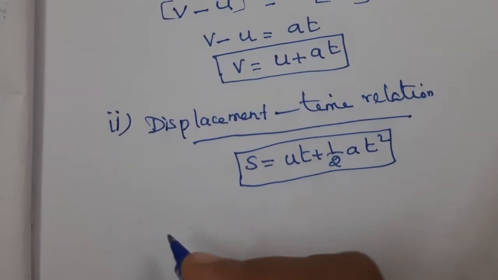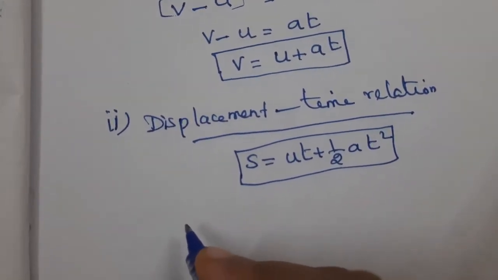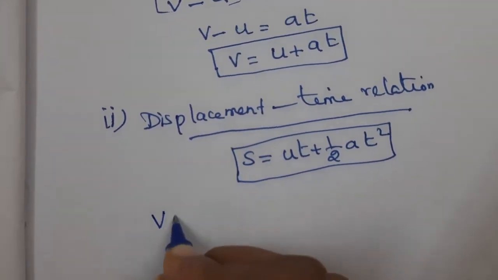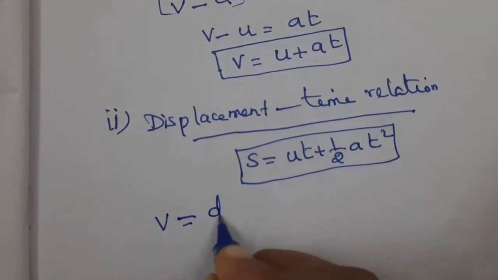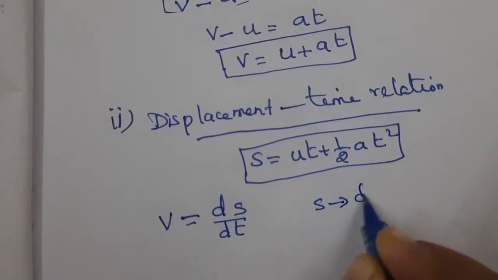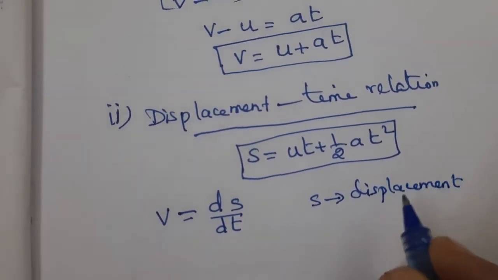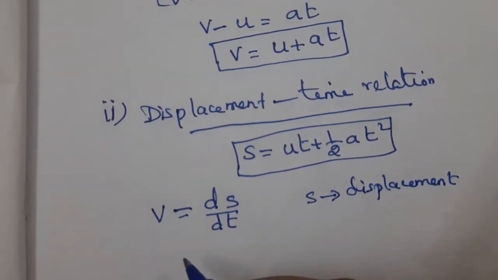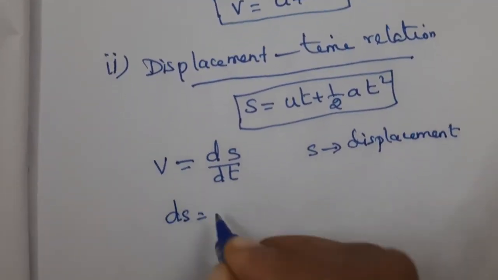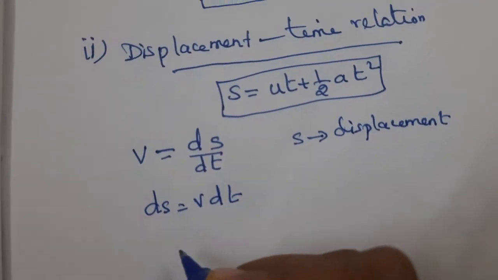We know that the velocity of the body is given by the first derivative of the displacement with respect to time. Velocity of the body is equal to the first derivative of displacement with respect to time. S represents the displacement. From this, we can write ds is equal to v into dt.